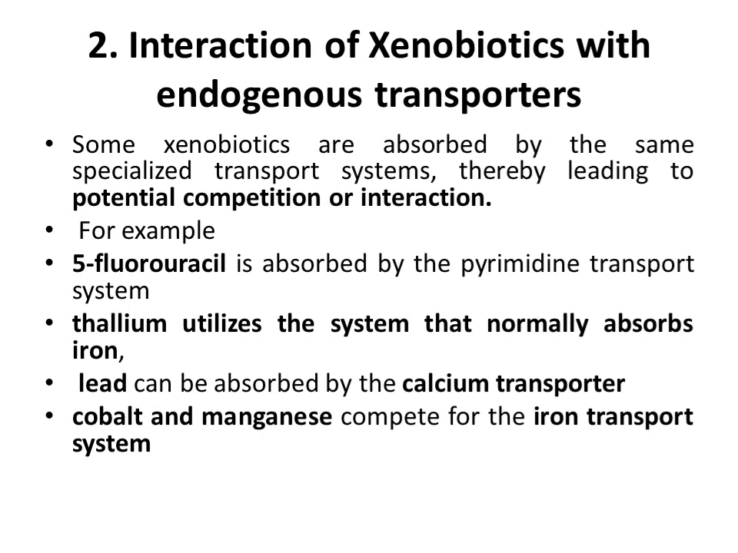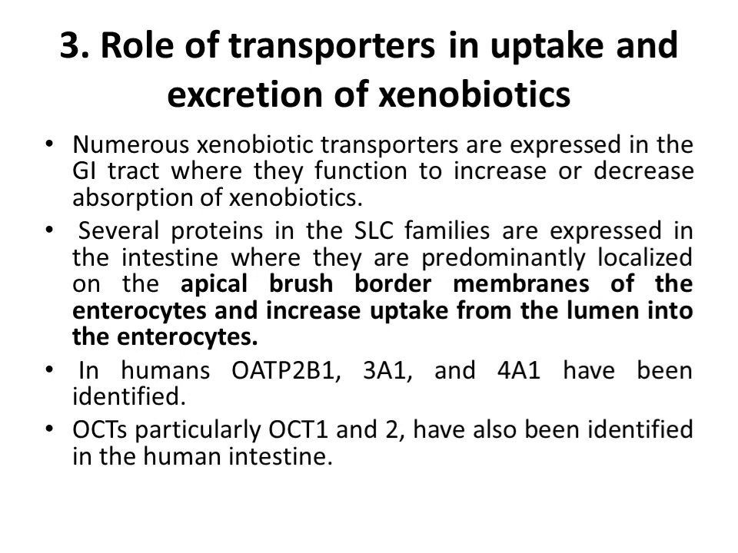The second factor is interaction of xenobiotics with endogenous transporters. There are a lot of transporters present, and some xenobiotics compete with endogenous molecules to pass through using the same transport system to go inside the cell. One example is 5-fluorouracil, which is a toxic substance and also a drug. It is absorbed by the pyrimidine transport system. Thallium is absorbed by the iron transport system. Lead, which is again a toxic substance, is absorbed by the calcium transport system. Cobalt and manganese compete for the iron transport system.